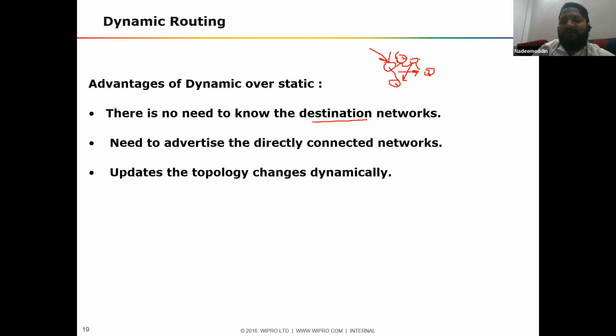Suppose tomorrow one more branch comes, like some UK branch. In dynamic routing, you have no need to go to every router and tell it that the UK network has come. You just need to add the UK network and advertise the directly connected networks. That's it. Dynamic protocols will update the routing automatically.